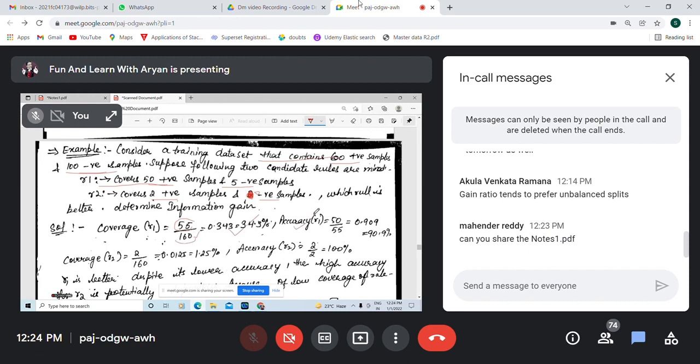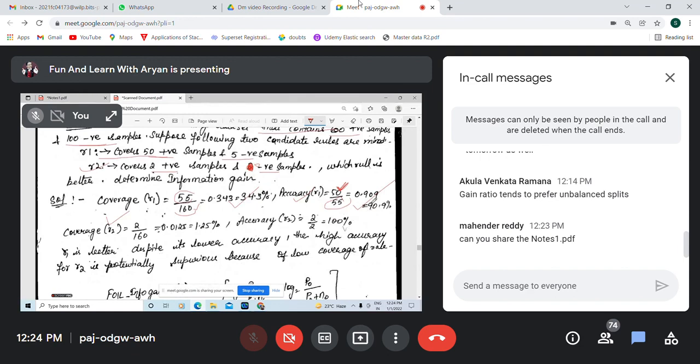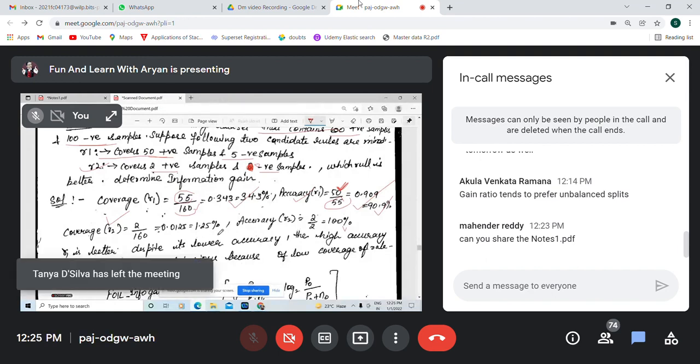Now the accuracy of R1. Accuracy is how many positives it has covered, that is your total correctly predicted, by total coverage, which is 55. So 50 by 55. Similarly, you can find it for R2. Now, which one is better here? For R2, you are getting 100%. For R1 it is this. What is the coverage of R2? 1.25% only. And the coverage of R1 is 34.3%.